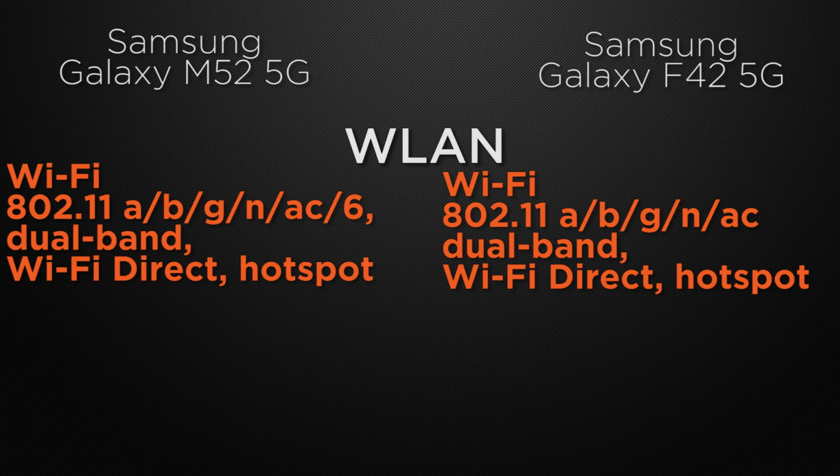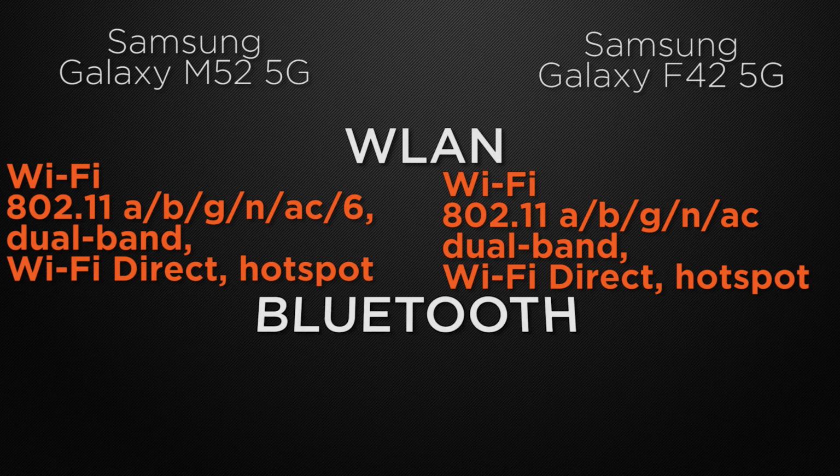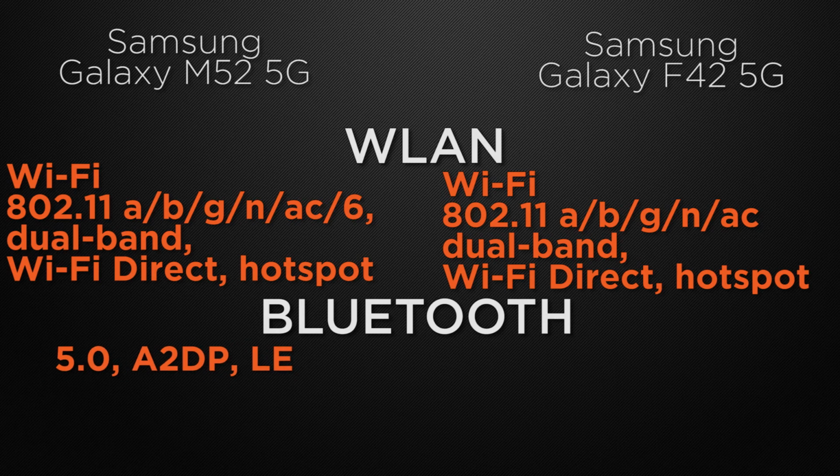Both of the devices have Wi-Fi AC, dual band Wi-Fi, Wi-Fi direct and hotspot, but M52 has the 6th generation of Wi-Fi which provides better range. So the winner here is M52. And about the Bluetooth version of the devices, M52 has the 5th generation of Bluetooth, whereas F42 has the 5th generation of Bluetooth. So it's a tie because both of the devices have the same generation of Bluetooth.